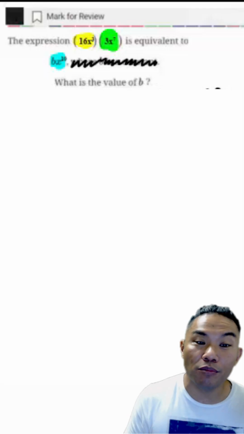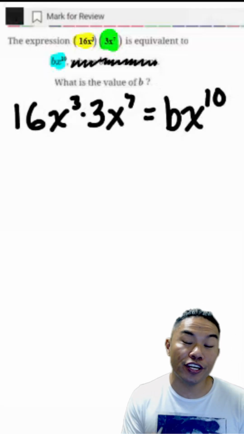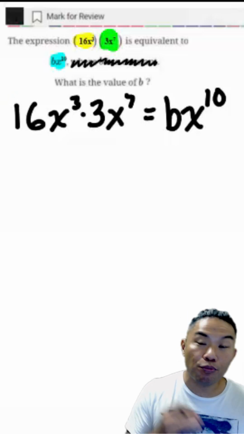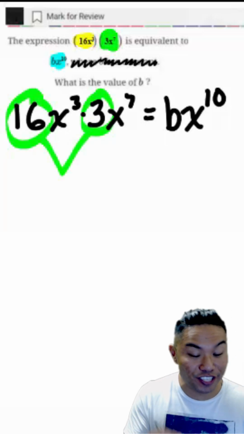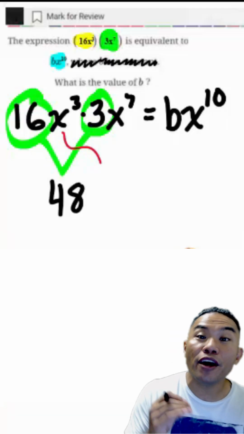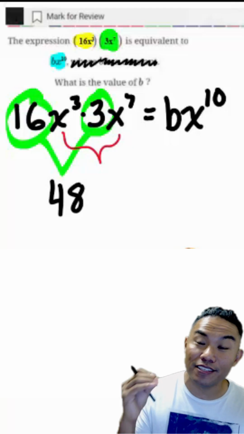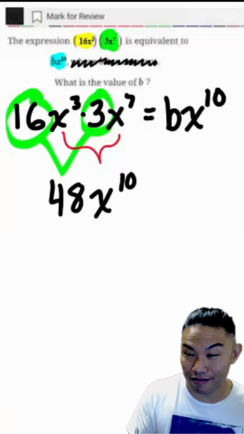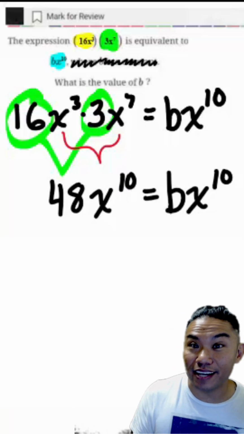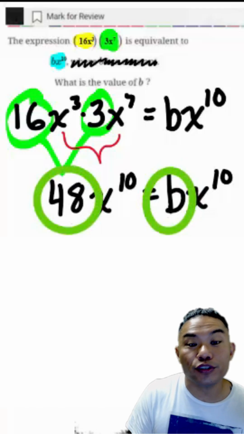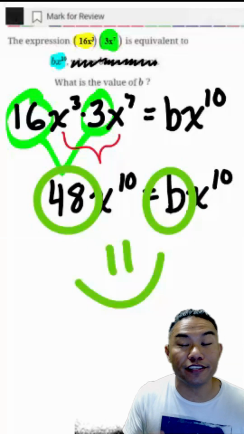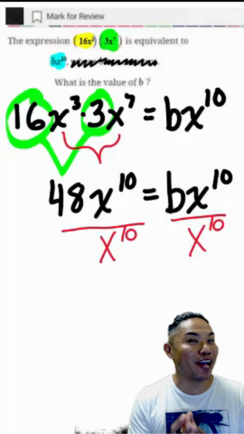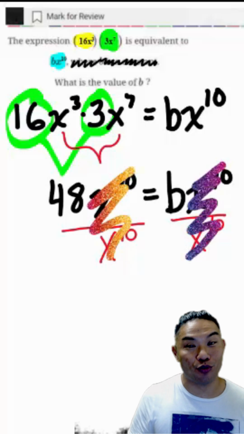So we set up the problem, 16x to the third times 3x to the 7th is equal to bx to the 10th. The product of the coefficients, 16 times 3, is 48. And the product of x to the third times x to the 7th is going to equal the sum of the exponents, x to the 10th. And all of this equals bx to the 10th. We can see that the answer is 48 just by looking at it transitively on both sides, or we can solve it algebraically by dividing both sides by x to the 10th and getting b equals 48 that way.